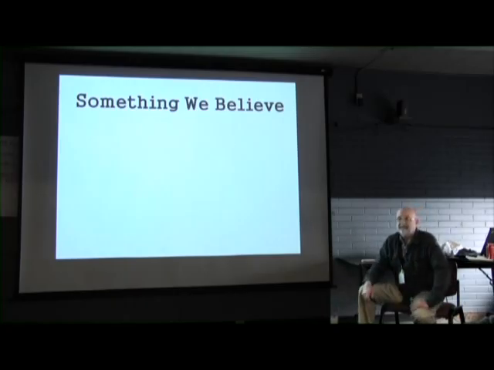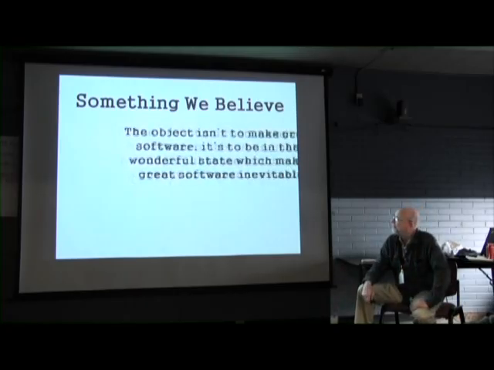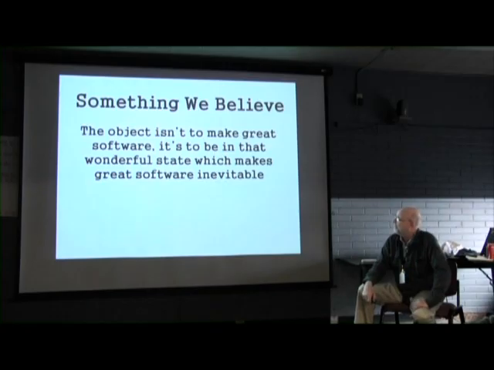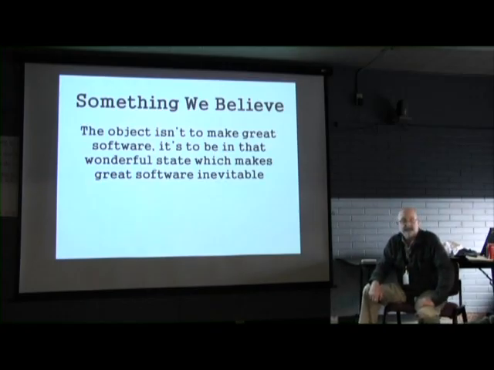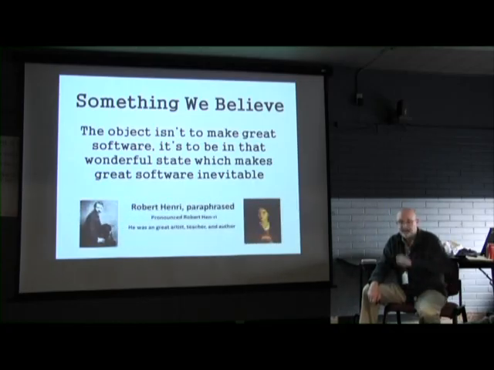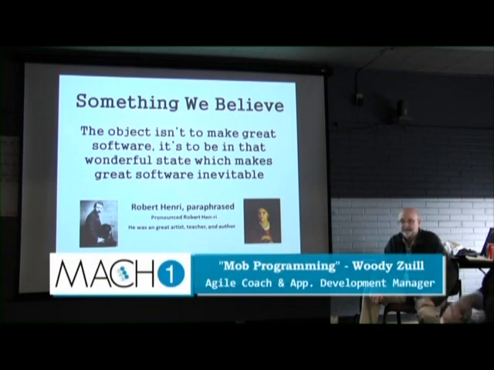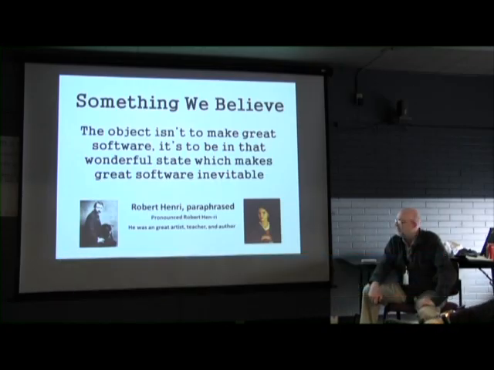So those of you who've seen my other talks will remember this. The object isn't to make great software, it's to be in that wonderful state which makes great software inevitable. It's about putting the environment together. And that, of course, is a paraphrase from a saying from Robert Henry. And his saying is, the object isn't to make art, it's to be in that wonderful state which makes art inevitable. It's about putting everything together so that things will happen instead of merely forcing things to happen.